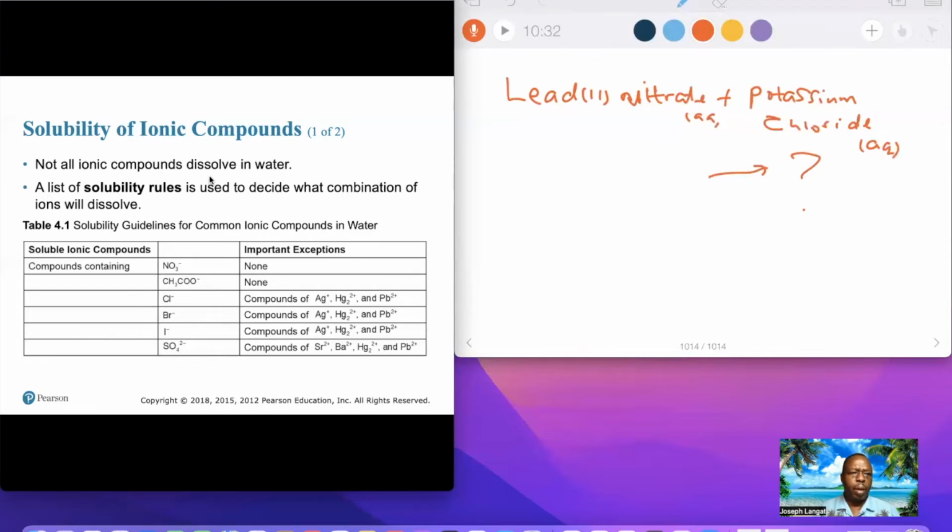But not all ionic compounds are soluble, most of them are. When I see it's aqueous like that, I know they are soluble. But nevertheless, you are expected to memorize the solubility guidelines. All nitrates are soluble. So if anything has nitrate, then you know it is soluble. All acetates, all compounds with the acetate ion, are soluble.